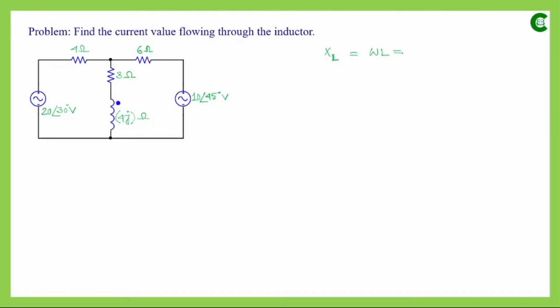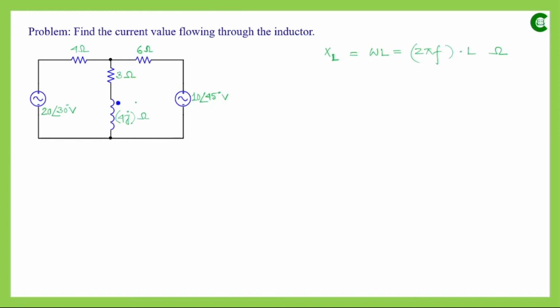XL will be omega L, where omega is the angular frequency of the supply. If we represent it in terms of linear frequency, then it will be 2 pi f into L. If we put the value of the supply frequency and the inductance of that inductor, we will get the value of the inductive reactance, and its unit is ohm. So this value is not of an inductance, it is of an inductive reactance. Reactance is equivalent to resistance, and if we combine resistance and reactance, we get the impedance of that path.